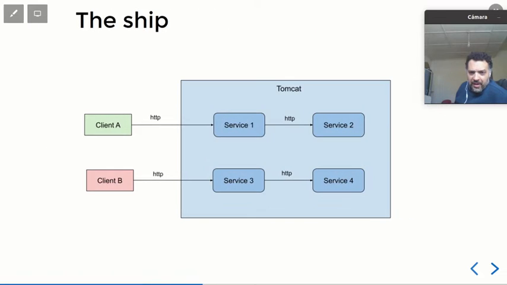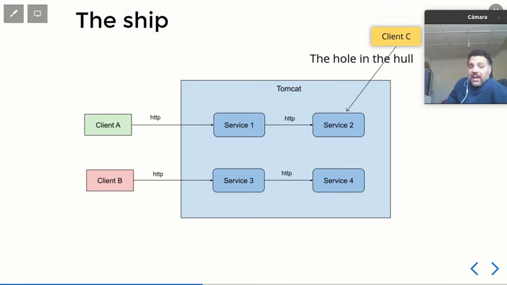So this is the application. It's the ship that we are going to try to sink. It's just an example. It has two clients, client A and client B. Client A has a dependency with service 1 and a transitive dependency with service 2. And client B has a dependency with service 3 and a transitive dependency with service 4.